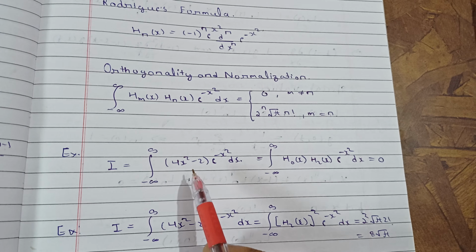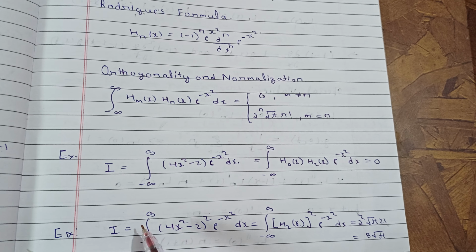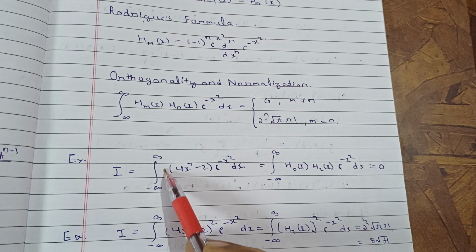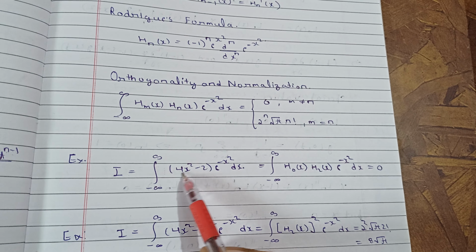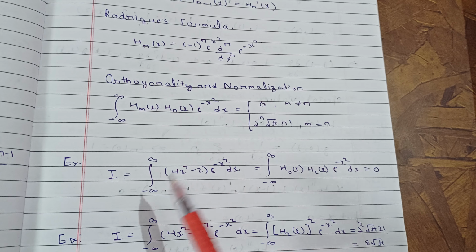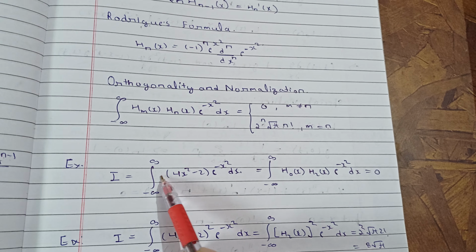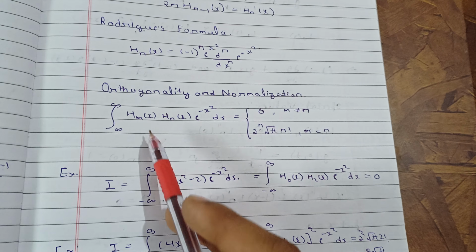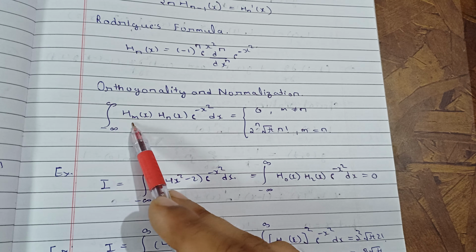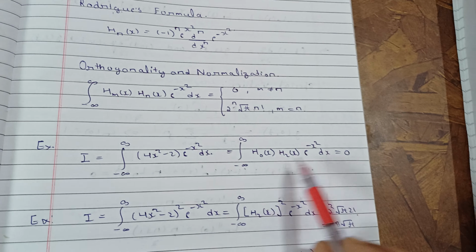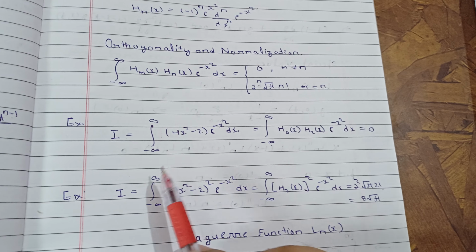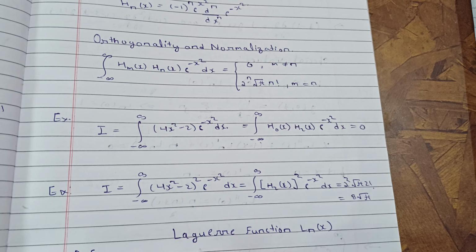So if the integral is (4x² − 2) e^(-x²) dx, you can see here you can assume 1 here, and this is nothing but our second Hermite polynomial. So it is H_0(x) H_2(x) e^(-x²). So m and n are not equal, so it will give you 0. So that's how you can solve the integrals of this kind.